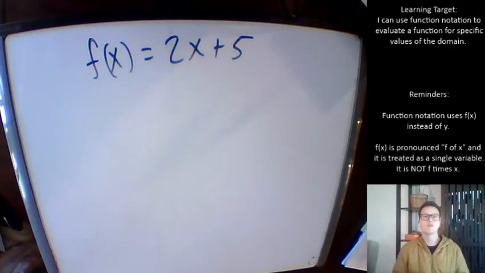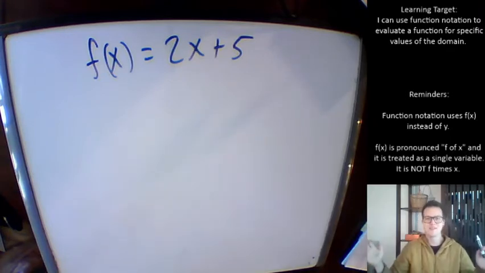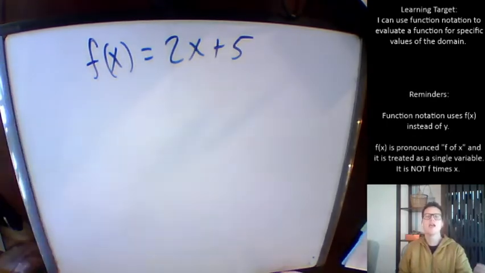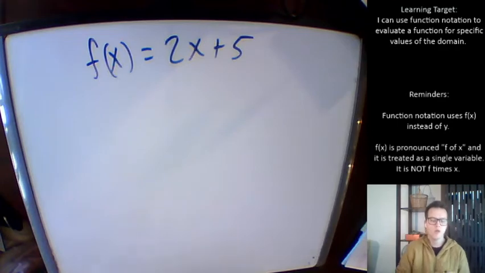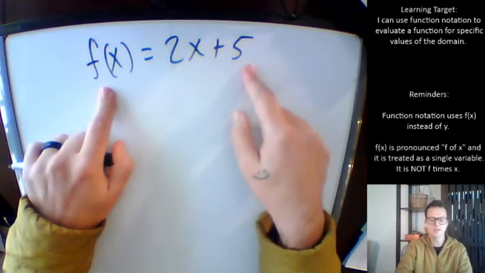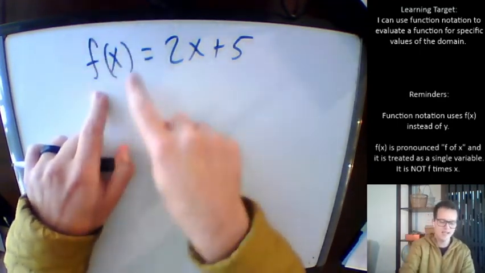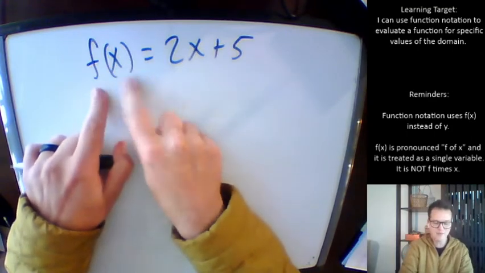Okay, now we're in function notation. This looks different. I get it. Let's talk about this. What's going on here? What's different about this function, or the notation for this function, from the one just a moment ago? The one a moment ago said y equals 2x plus 5. This one has this f in parentheses x. What is happening? F times x?